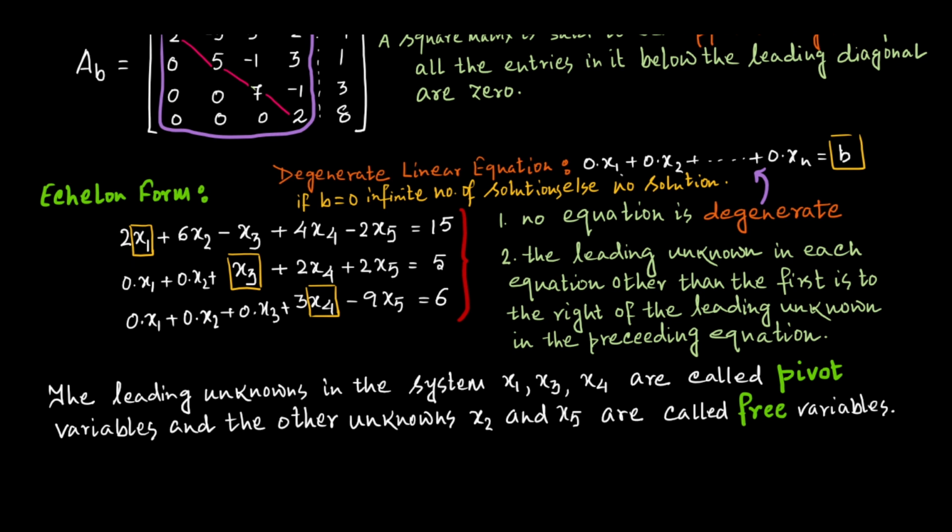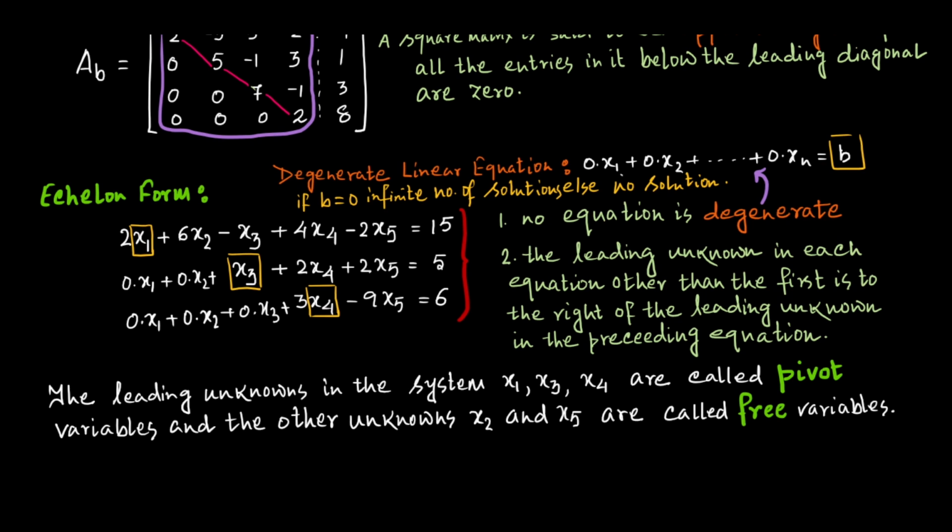The leading unknowns in this system, that is x1, x3, x4, are called pivot variables, and the other unknowns here, x2 and x5, are called free variables. So in an echelon form, the leading unknowns are known as pivot variables and the other unknowns are called free variables. Now remember these two terms. We will be frequently using these terms in our future discussion.